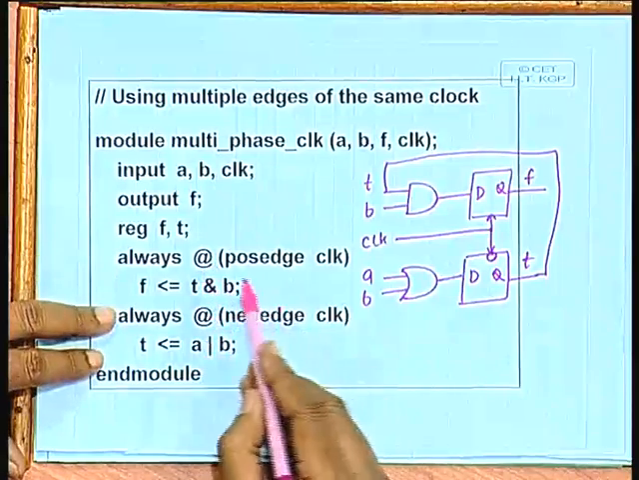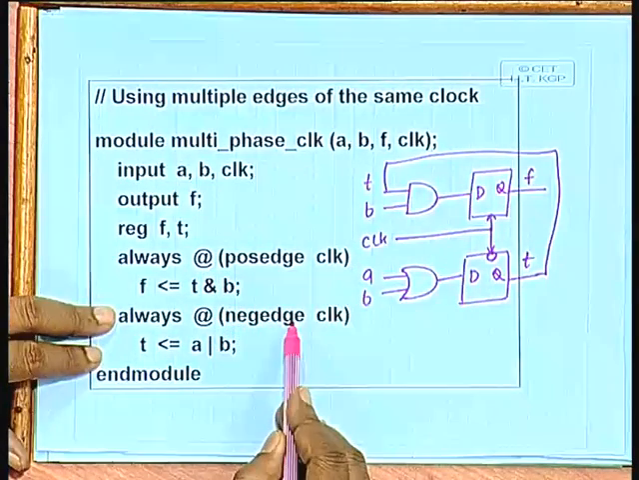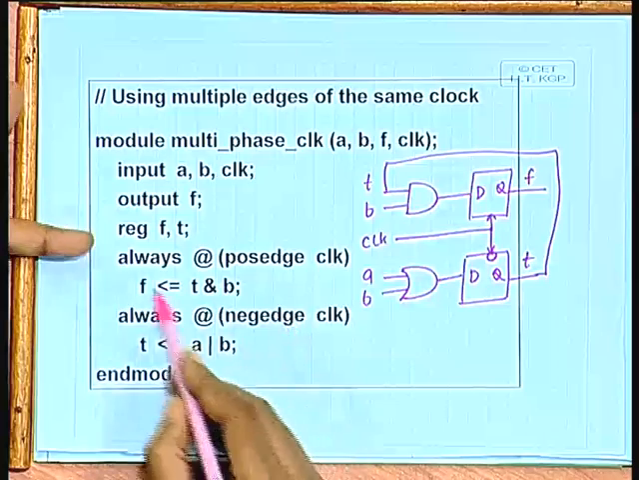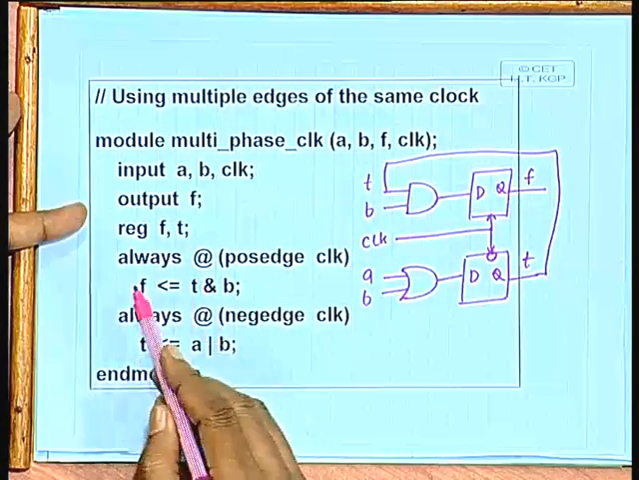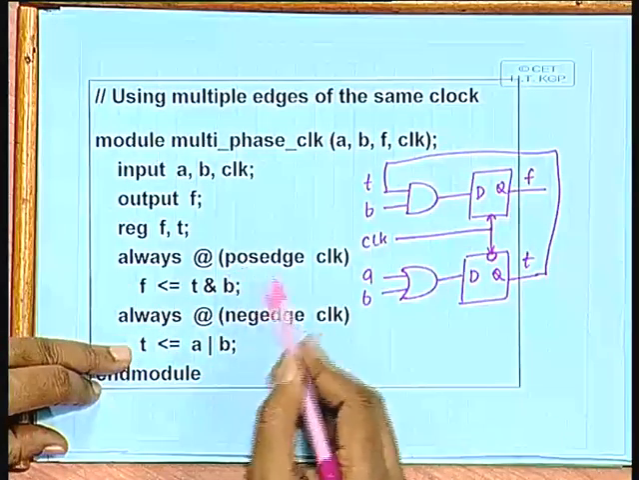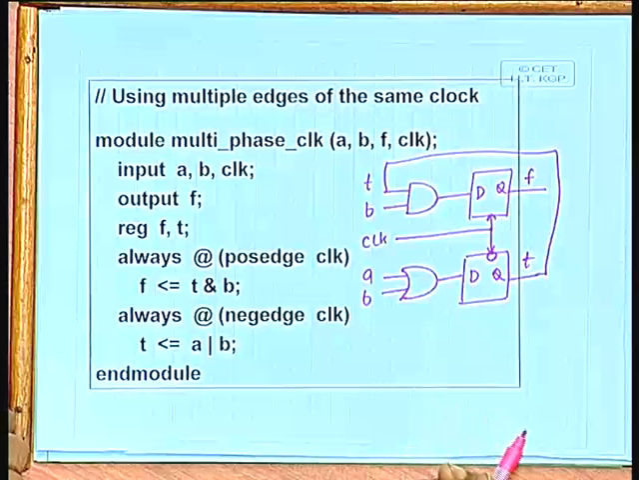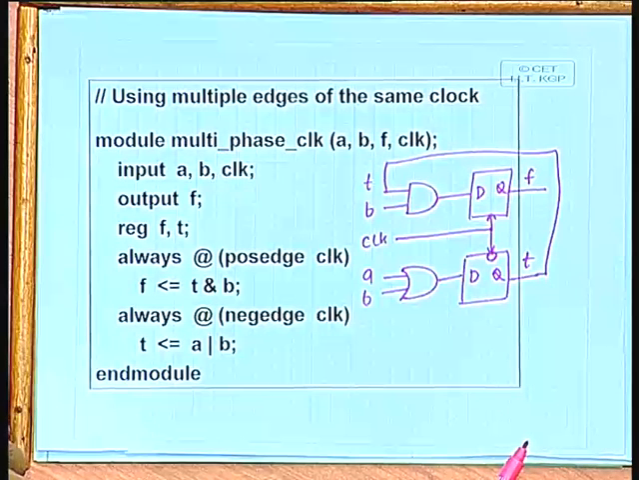See, there can be two always blocks which can be triggered by the same event. This can be posedge clock, this can also be posedge clock, but one thing you should ensure is that the left hand side of these blocks should be different. The same variable you cannot assign in two different blocks. That will be a conflict, and the synthesizer will give you an error. Suppose T and B is assigned to F, and again T and B is assigned to F.